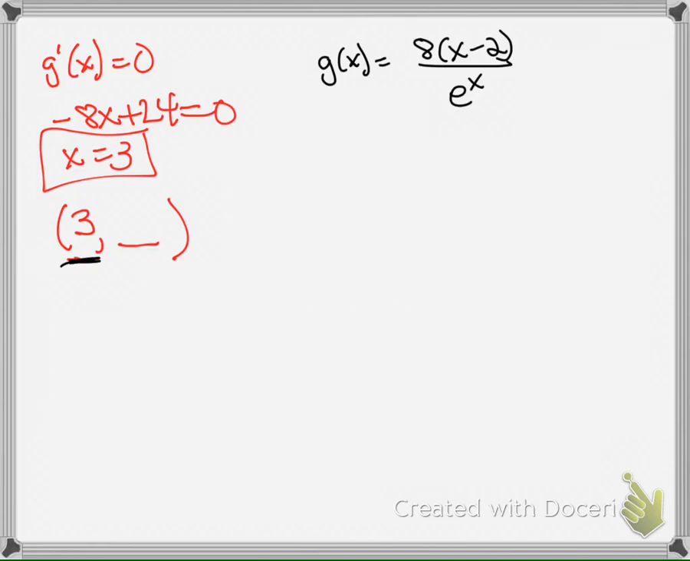Well, when you plug in a 3 here and here, no big deal. 3 minus 2 is 1, and 1 times 8 is 8. And on the bottom, e to the third is, well, e to the third. Yep, they love those crazy answers. So it looks weird, but that is your answer. So the horizontal tangent occurs at 3, 8 over e cubed. And that weird answer is the answer.